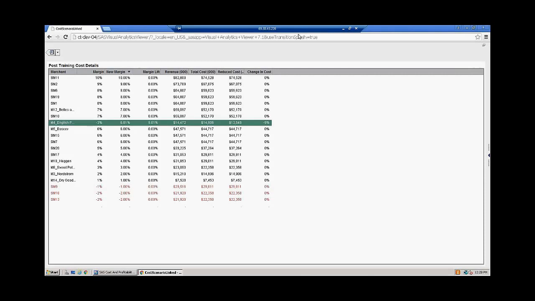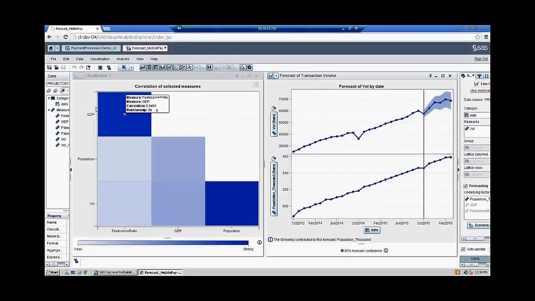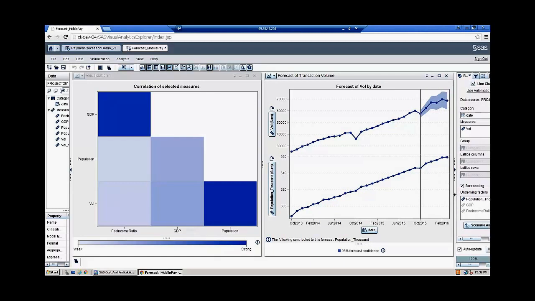Now let's take a look at Profit Analytics for Payment Processors' robust forecasting and predictive modeling. Here's a forecast of transaction volumes. As you can see, there are 3 possible underlying factors, but only one, population, was used in this forecast. The correlation analysis on the left validates this choice. Transaction volume is significantly correlated only with population.